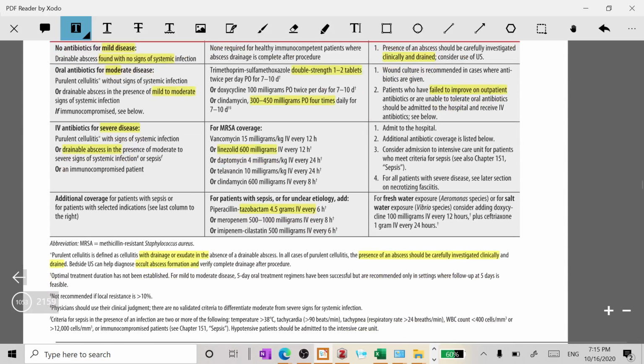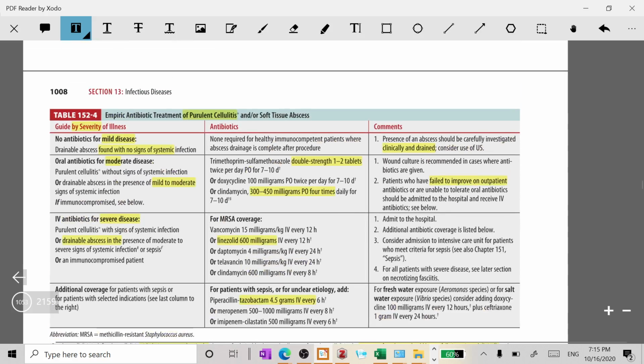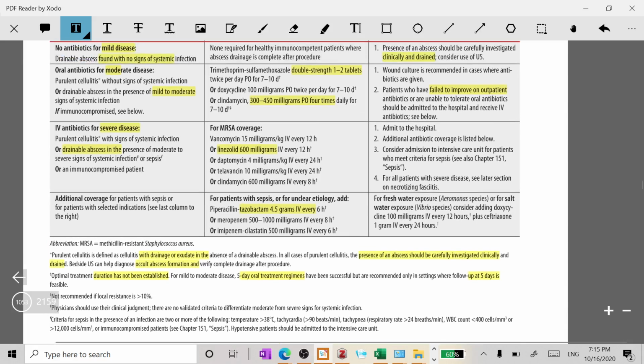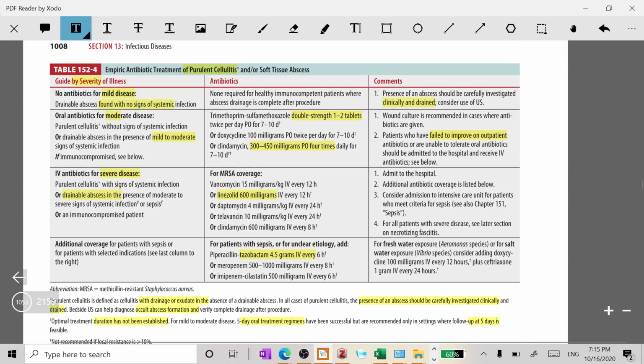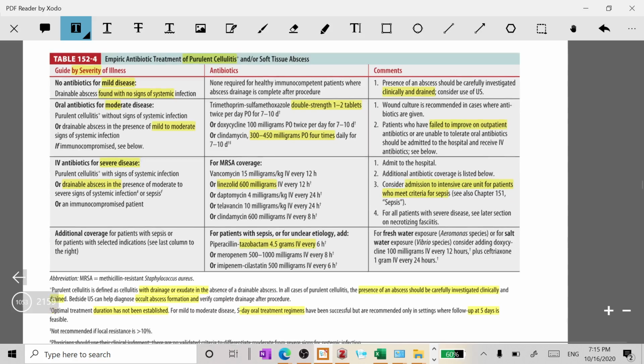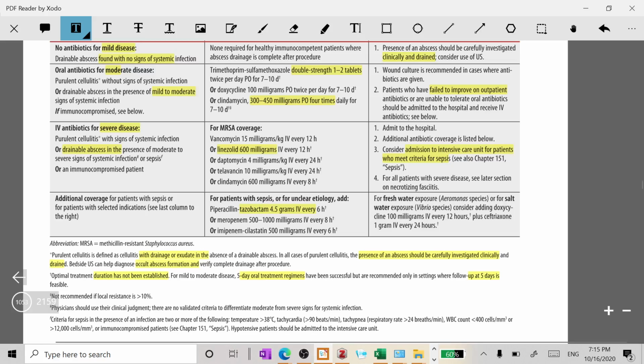Optimum treatment duration has not been established, but for mild to moderate disease, 5-day oral treatment regimens have been successful, though they are recommended only in settings where follow-up is feasible. The patient should be admitted because it is categorized as severe, and additional antibiotics should be given. Consider admission to the ICU for patients who meet criteria for sepsis, as we have discussed in other videos. For all patients with severe disease, in later add-on videos we'll look at the necrotizing part.